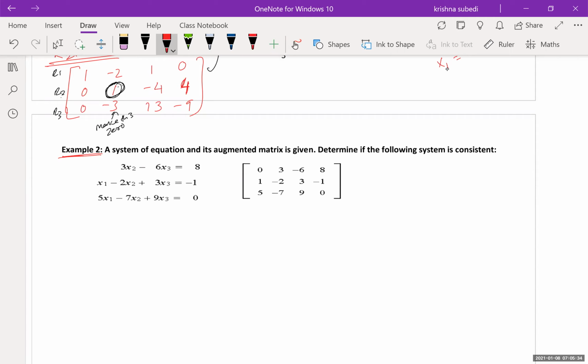So example 2, a system of equations and its augmented matrix is given. Determine if the following system is consistent or inconsistent. So the augmented matrix is already given. Let me just copy as it is. Which is 0, 3, minus 6, 8, negative 1, negative 2, 3, negative 1, 5, negative 7, 9, and 0.